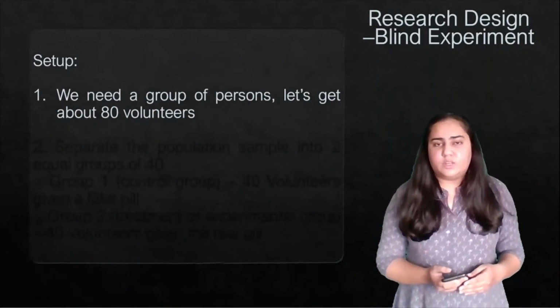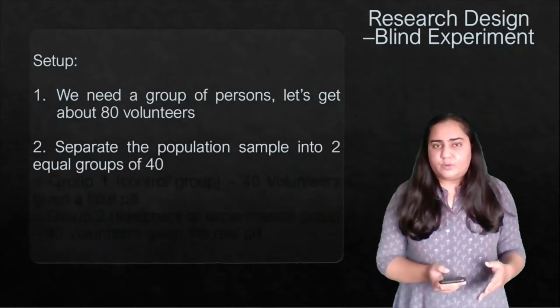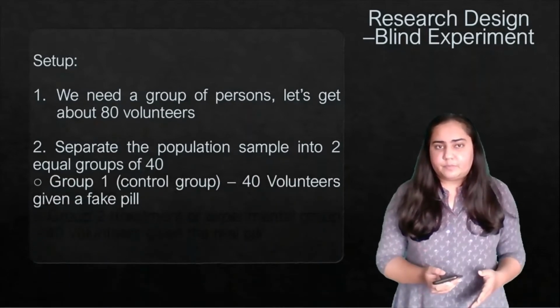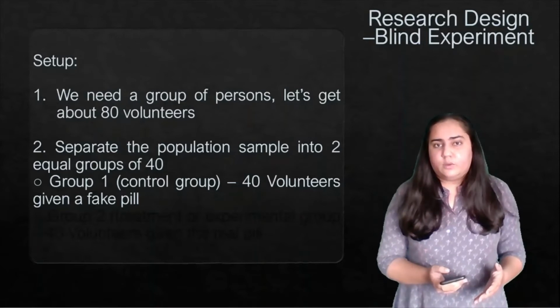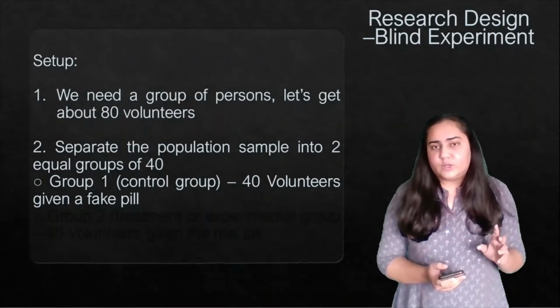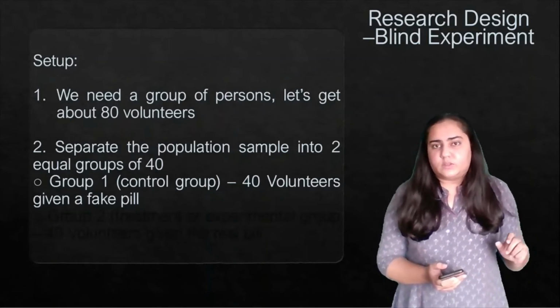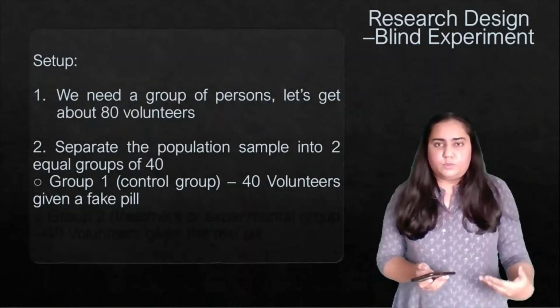The setup is we need a group of people, and let's say that they are about 80 volunteers. We will separate this population into two equal groups of 40. Group 1, we'll call a control group, where 40 volunteers will be given a fake pill. These volunteers will not be told that they are given a fake pill.